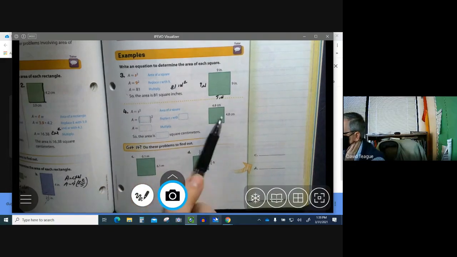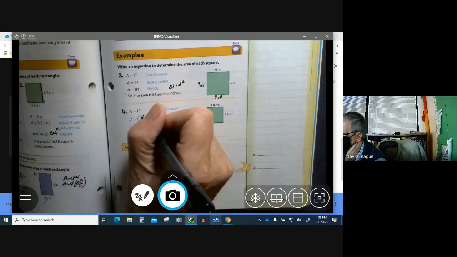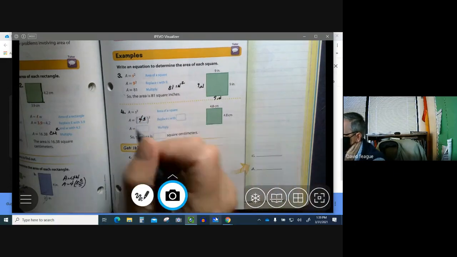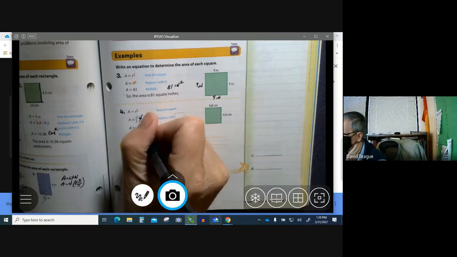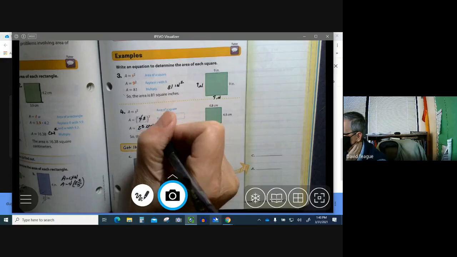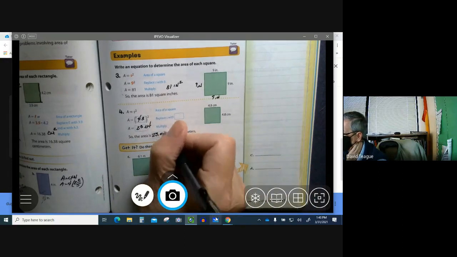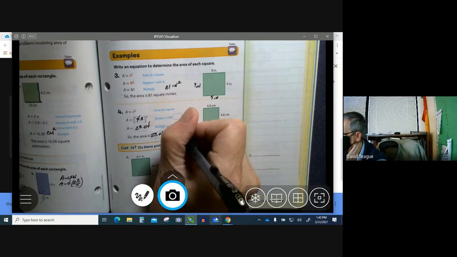Number 4, we have 4.8 centimeters. So here we're just going to take 4.8. They put it in parentheses, squared. When you multiply that, I think you get 23.04. So the area is 23.04 centimeters squared.